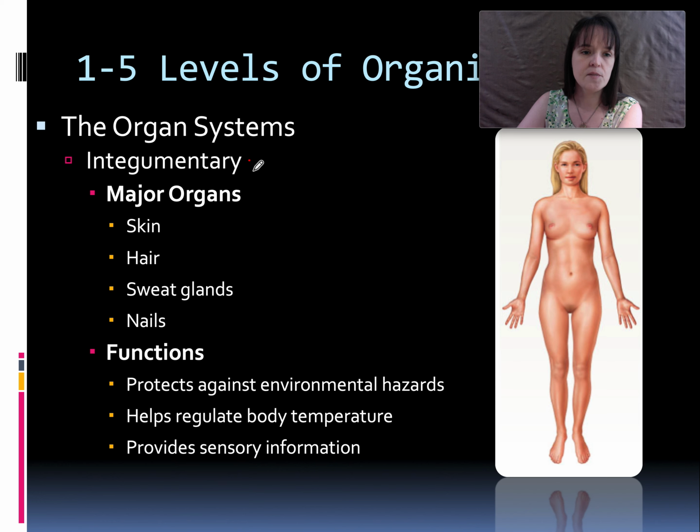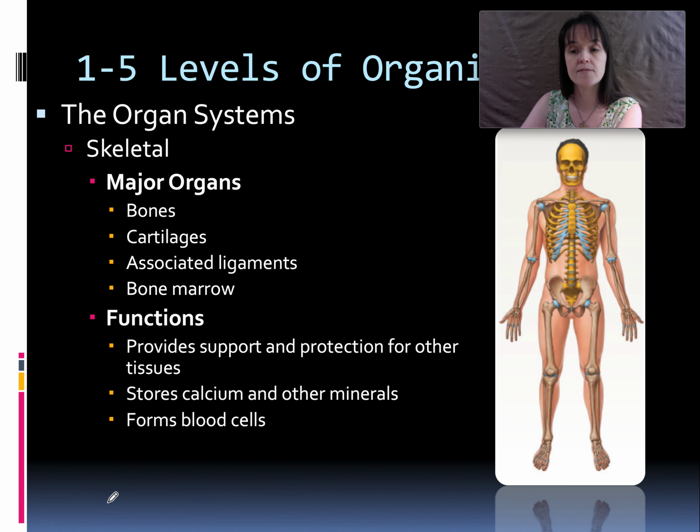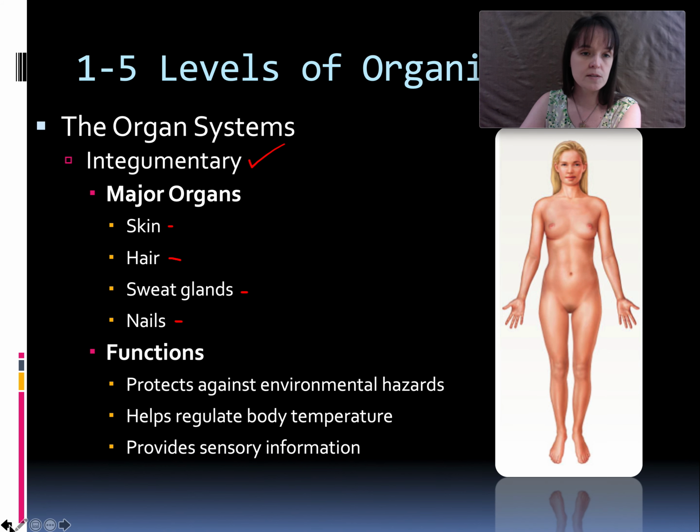So the integumentary system is, as I mentioned, skin, hair, glands, and nails. And the skin is the largest organ in the body, protects against environmental hazards, regulates body temperature, and of course, sensation.